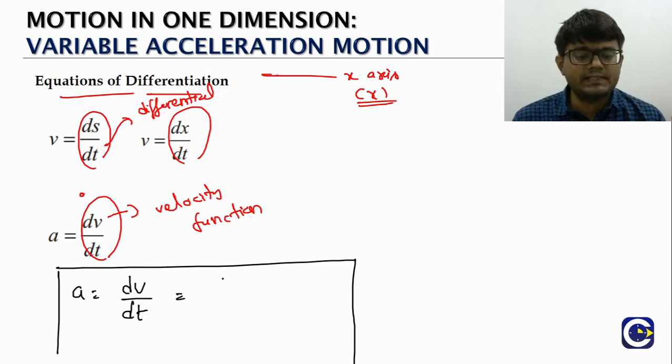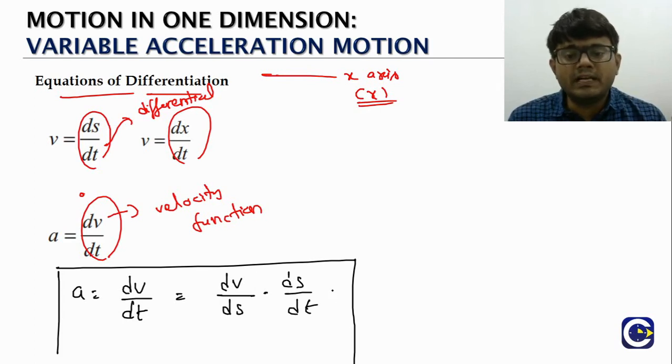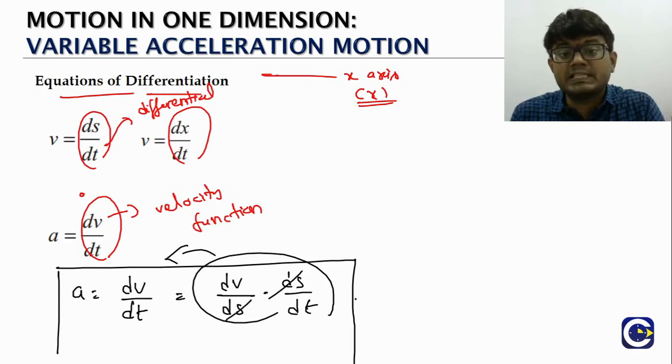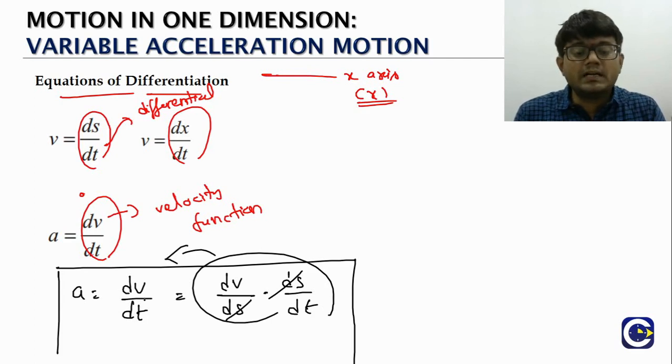So we can write it like this, dv by ds into ds by dt. This is a property of the derivative. Say you have dv by ds into ds by dt. The overall value of this will be equal to dv by dt. It is like cancelling these two. We discussed this in the basic math techniques. So dv by dt can also be written as dv by ds into ds by dt.